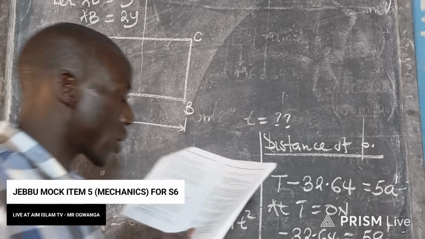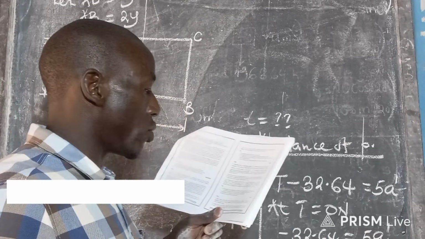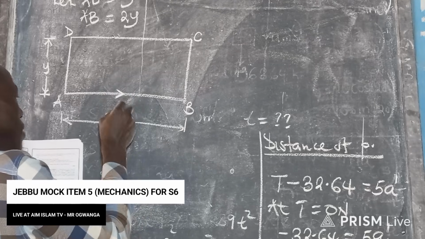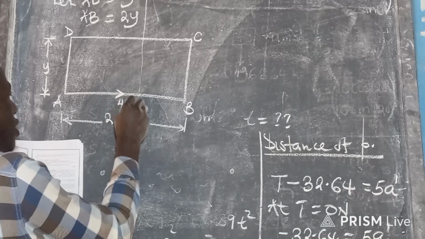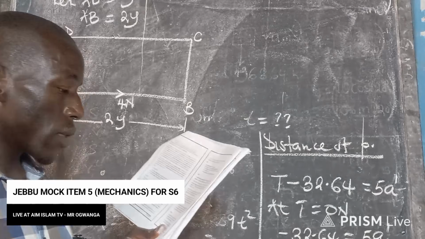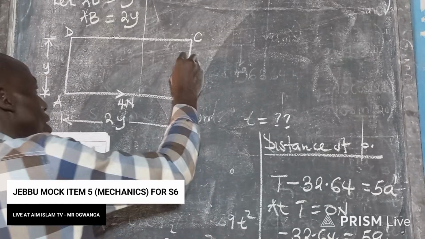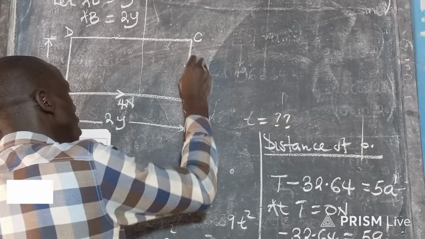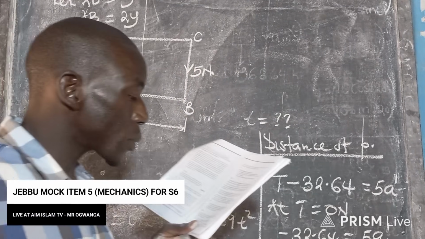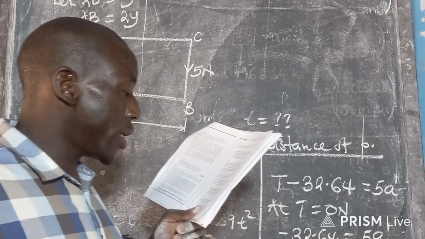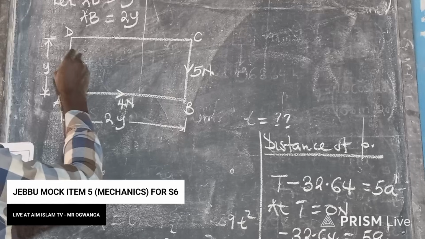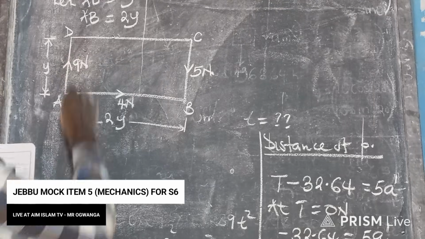So we are going to also put the forces. They are saying 4 Newton acting on the side AB should be represented by an arrow to show the direction. CB is given 5 Newtons. That is the force acting on this side. 9 Newtons is for AD. From A to D, they have said is 9 Newtons.